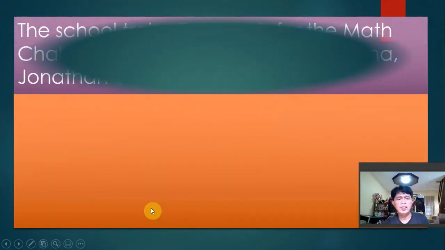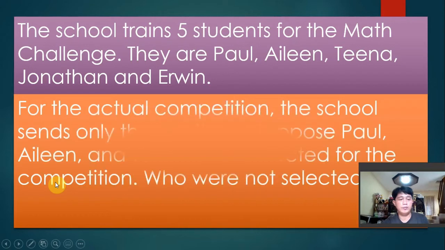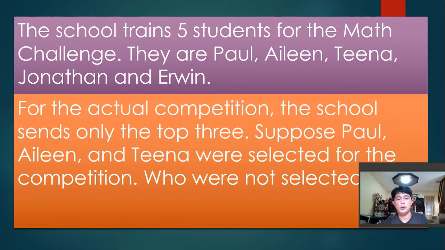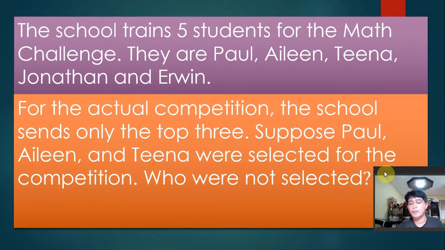Now, let's have an example of a problem. The school trains 5 students for the math challenge. They are Paul, Eileen, Tina, Jonathan, and Erwin. So there are 5 students trained for the math challenge. And for the actual competition, the school sends only the top 3. Suppose Paul, Eileen, and Tina were selected for the competition. Who were not selected? Remember, there are 5 students trained for the math challenge, and only 3 were selected as final participants.